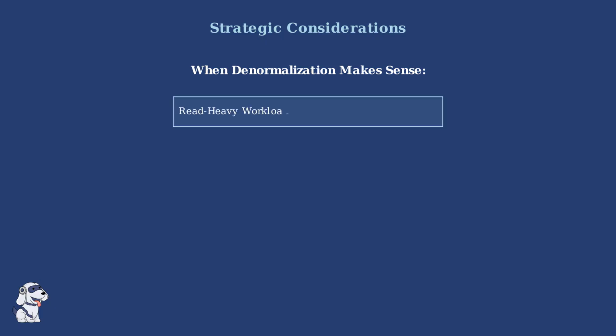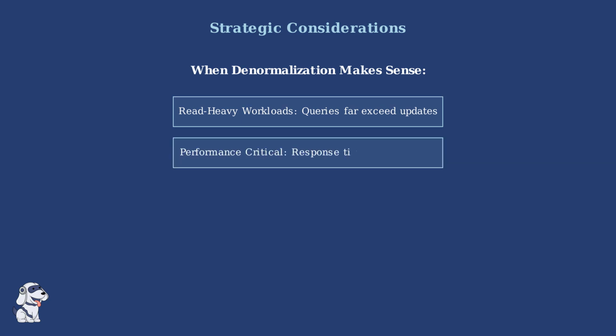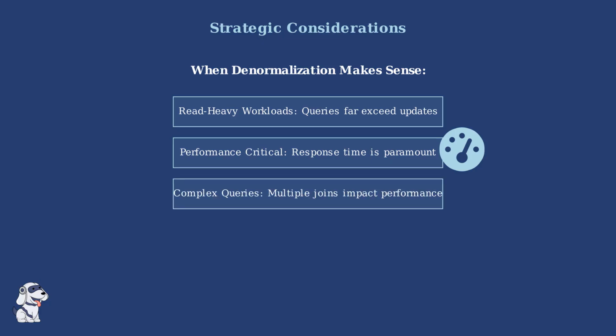Denormalization is a strategic decision that should be made based on specific system requirements and usage patterns. It's most beneficial in read-heavy workloads where query performance significantly outweighs update frequency. Performance-critical applications, such as real-time analytics or high-traffic web applications, often benefit from denormalization when response time is more important than storage efficiency. Systems with complex queries requiring multiple joins are prime candidates for denormalization.